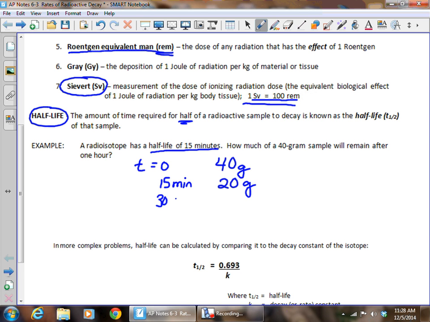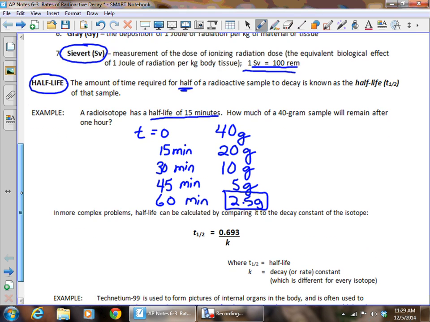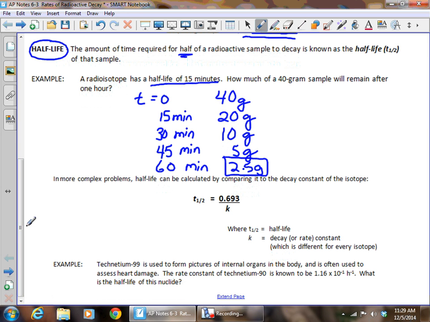After another 15 minutes, 30 minutes total have passed, and we're down to half of that, 10 grams. After another half-life, 15 minutes, which takes us up to 45 minutes that have elapsed, we have 5 grams left. And finally, after 1 hour, the equivalent of 60 minutes, we have 2.5 grams of our isotope left, and that would be the answer. So being able to determine how many half-lives have passed, 15 minutes to 1 hour, that's 4 half-lives, we can cut the sample in half 4 times, and we'll have the amount of that particular isotope remaining. Now, unfortunately, problems aren't always that straightforward and that easy to solve.